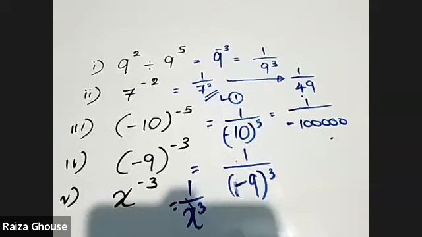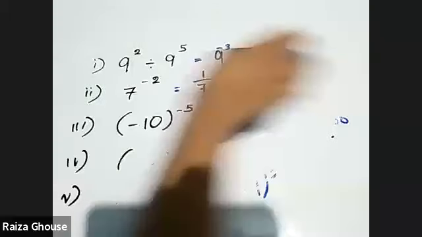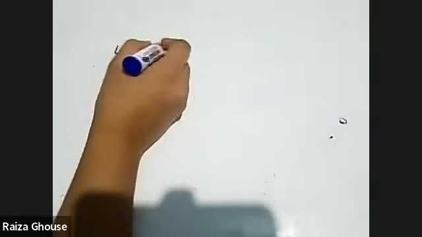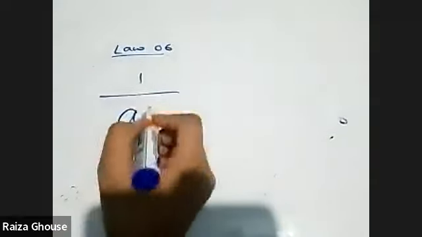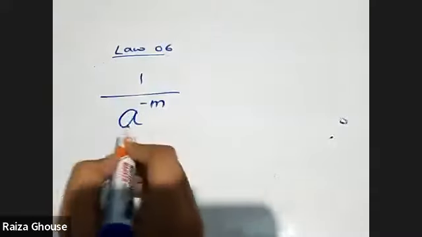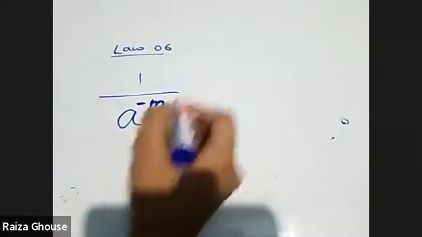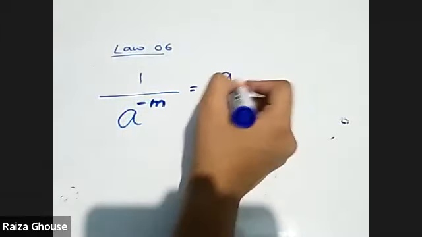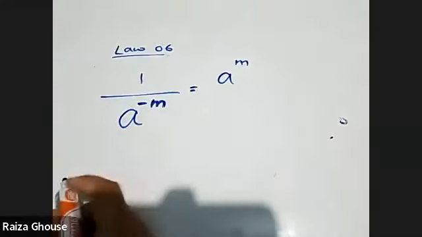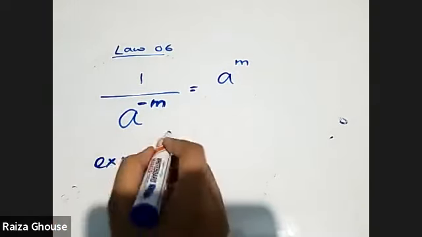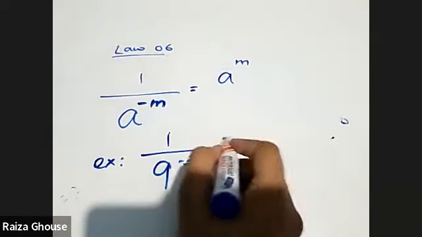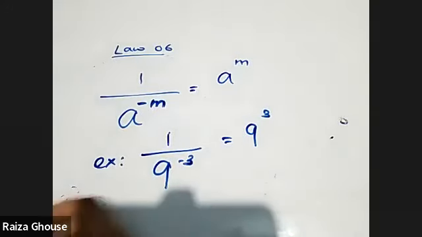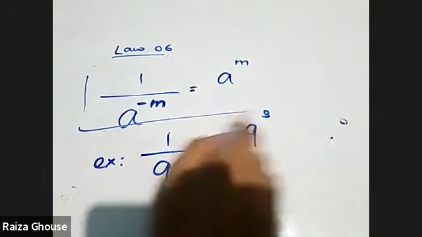Fifth law. Yes, teacher. Now, sixth law is the converse of this fifth law. Sixth law is the converse of the fifth law. Why am I telling like that? In the sixth law, law number 6, it is telling you if you are given a fraction with a negative power, you can write it as a positive power with getting it as the numerator. That's all. For example, 1 over 9 to the power minus 3 can be written as 9 to the power 3. That way. Copy down this law 6.